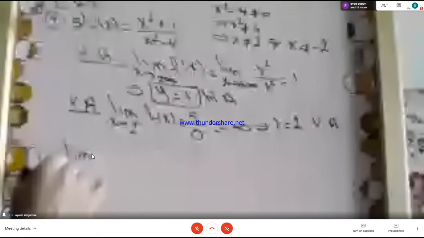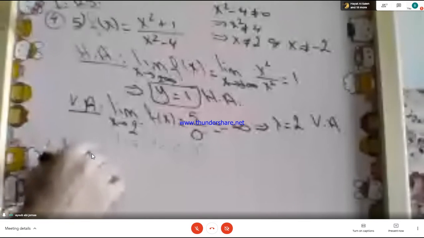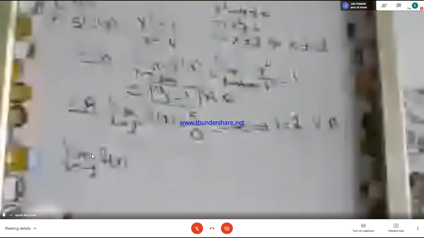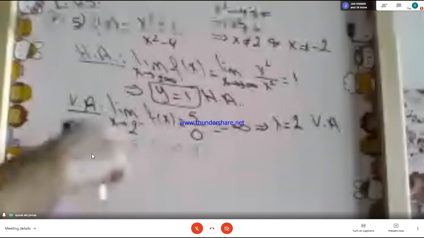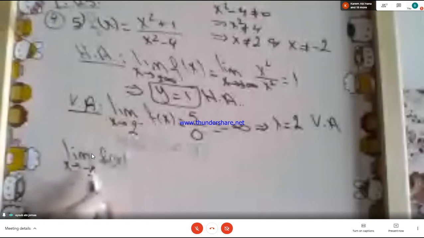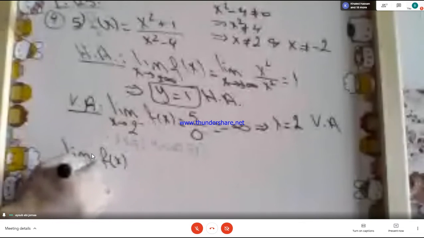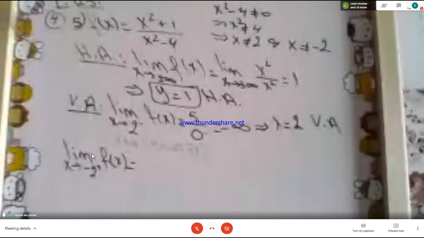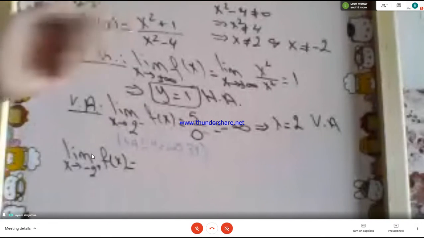Now negative 2, the same idea. Limit as x approaches negative 2. What do you choose? Negative 2 minus or negative 2 plus? Negative 2 plus. It doesn't have to be minus first and then plus, because here we have two different numbers, 2 and negative 2. Okay, negative 2 plus. Now replace. What do you get?